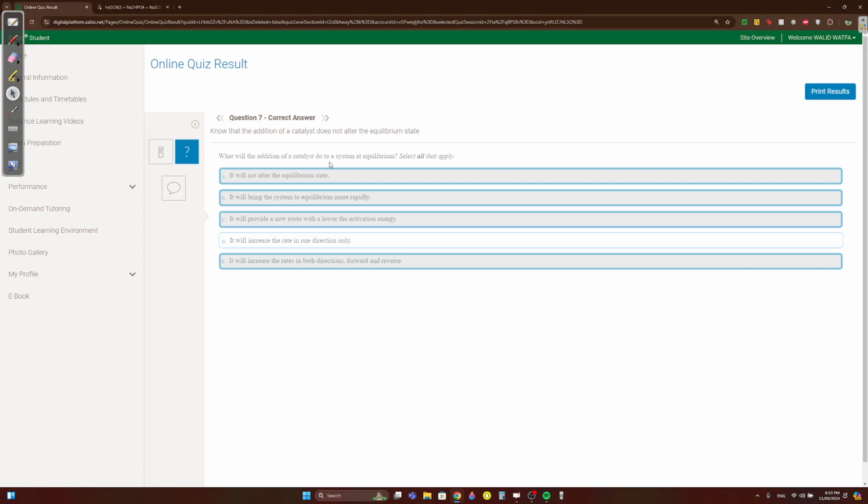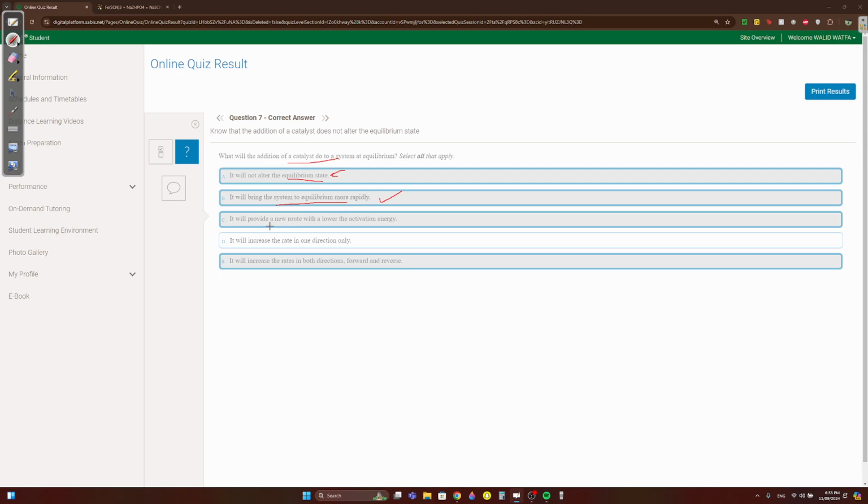What will the addition of a catalyst do to a system at equilibrium? A catalyst will not change equilibrium. It's not one of our 3 factors, right? It will not alter it. But it will bring the system to equilibrium more rapidly, right? Because we know that the catalyst increases the rate of reaction. So it will reach equilibrium fast.